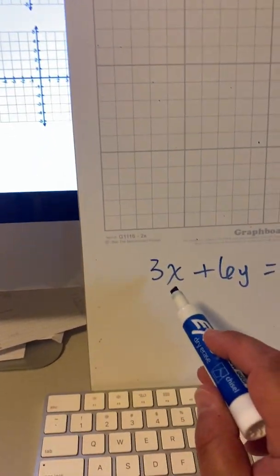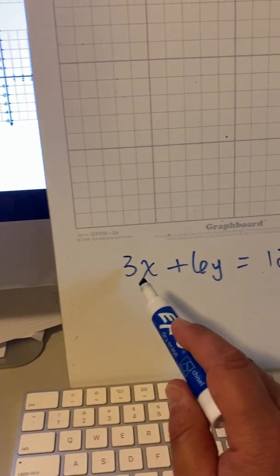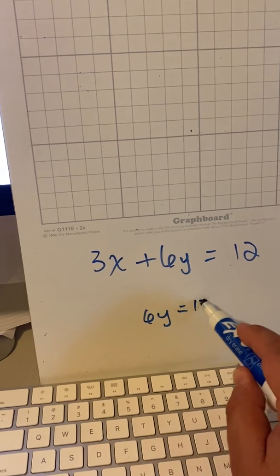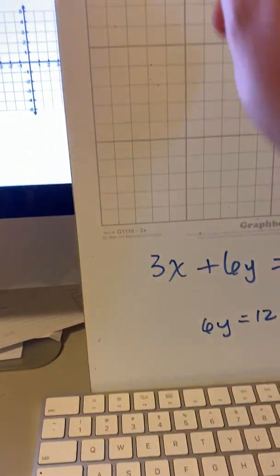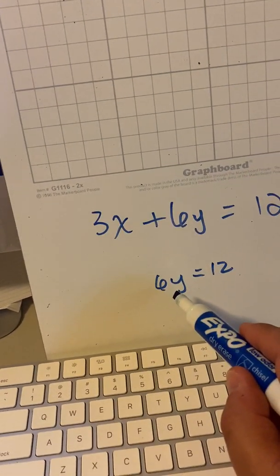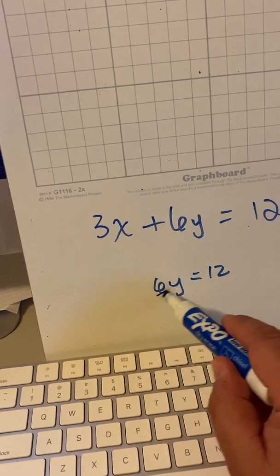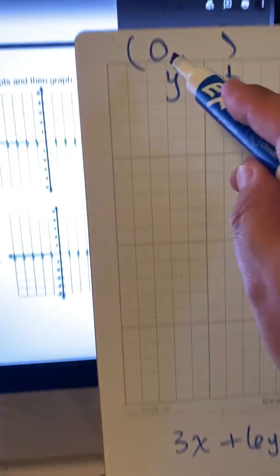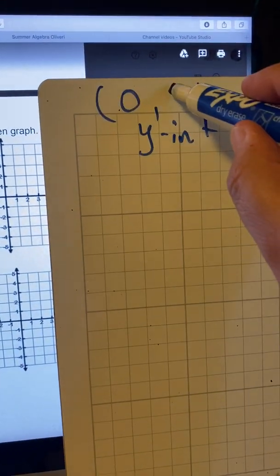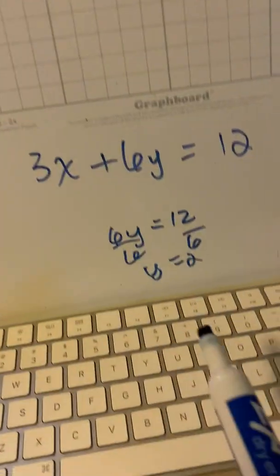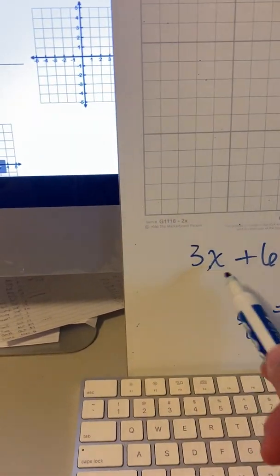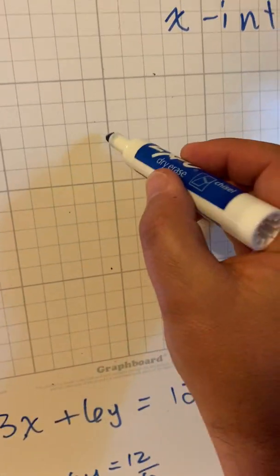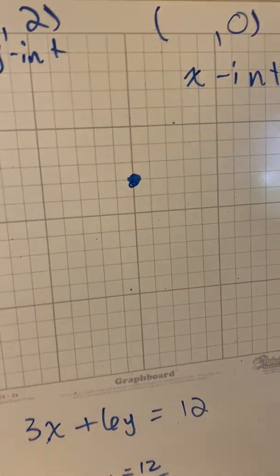All I have to do is put a 0 in for the x. What's 3 times 0? 0. So I'm left with just 6y is equal to 12. Once I put the 0 in for the x, right here, I'm left with 6y is equal to 12. Divide by 6, and y is equal to 2. So if x is 0, y is 2. How do I know that? Because I made x 0. That turned that into nothing. Now plot that point. Right or left 0, up 2. It crosses the y-intercept right there.